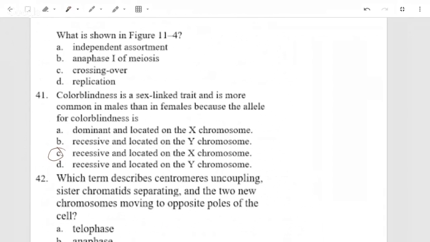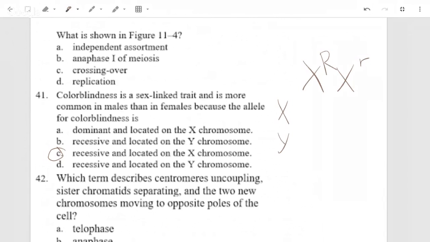It's more common in males right off the bat. Females, XX, oftentimes will not be colorblind. So let's use R for color blindness. Here's a mom. She's big R, little r. We're talking about color blindness here, which is sex linked, which means it's linked to the sex chromosome. So we have to deal with X's and Y's here.